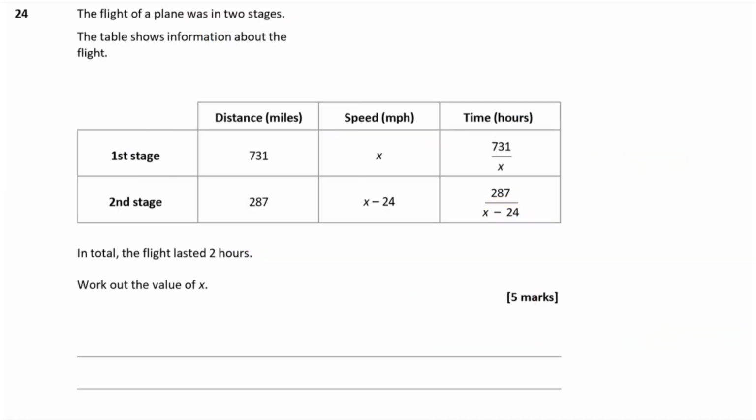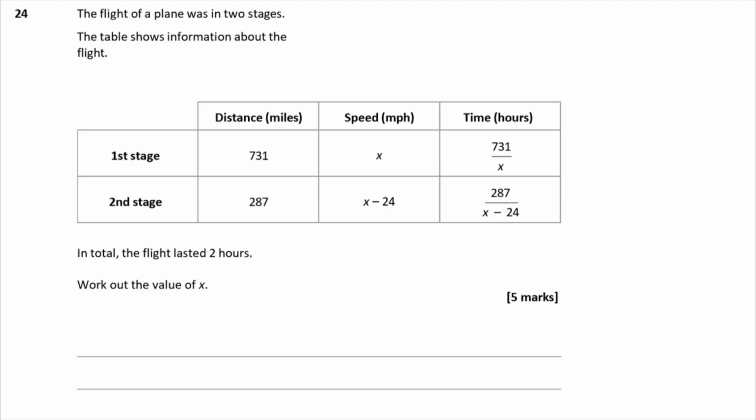Question 24. The flight of a plane was in 2 stages. The table shows information about the flight. So the first stage of the journey, the distance travelled was 731 miles, the speed was x, and the time in hours was 731 over x. And then in the second stage, distance was 287, speed was x minus 24, and time was 287 over x minus 24. In total, the flight lasted 2 hours. Work out the value of x.